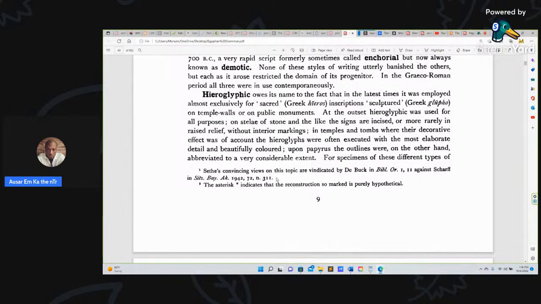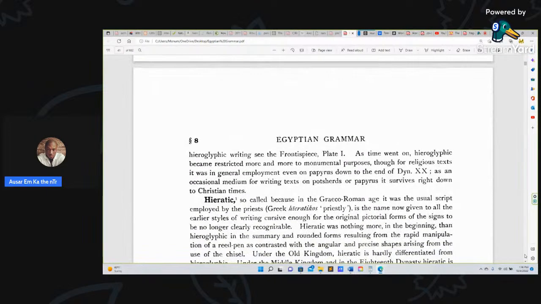The self-convincing views on this topic are vindicated by Adrian DeBuck. The asterisk indicates the reconstruction, so mark is purely hypothetical. Right. For specimens of these different types of hieroglyphic writing, see the frontispiece, plate 1.